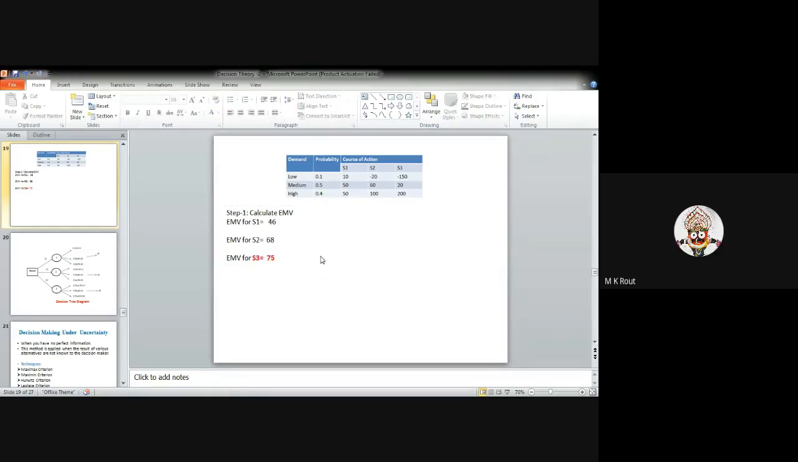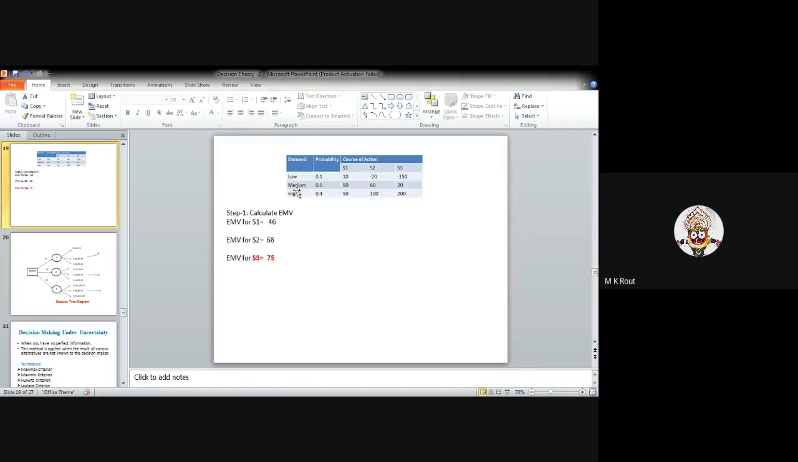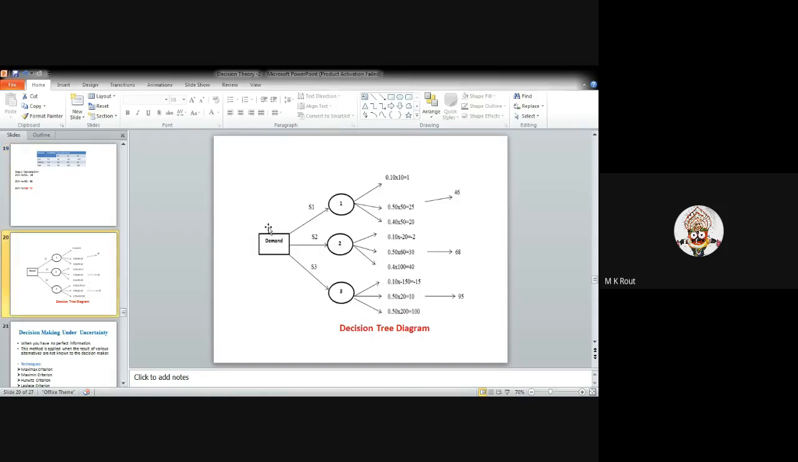Clear? So in which way we have to put this in the case of a decision tree? I'll show that particular diagram here. So this is the demand. As in the previous table, we have demand in case of low, medium, and high. First, write the node of demand, then connect it to the first course of action, that is S1. Then the next is connected to S2, which is the second node. And similarly, the demand node is connected to the third node, that is S3.